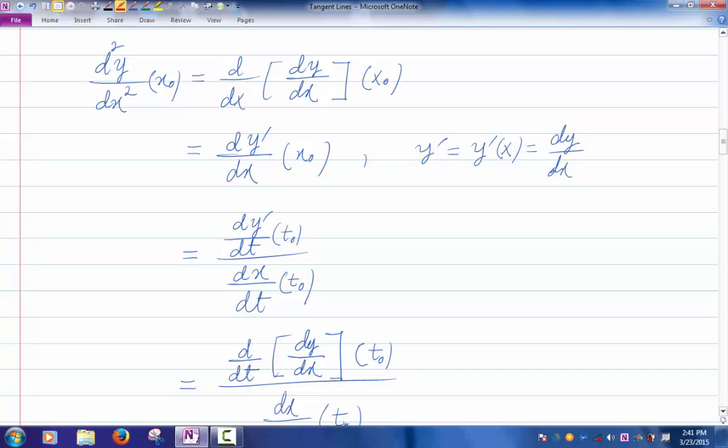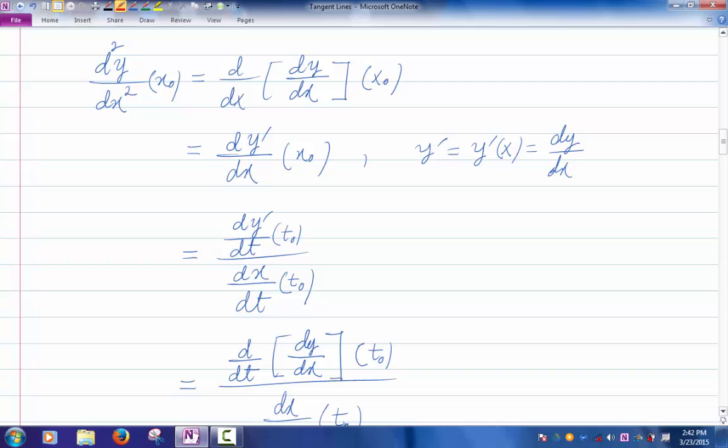Now, if I have dy dx, what's the formula? dy dt divided by dx dt, right? A few minutes ago, I found the formula for dy dx, right? dy dx was dy dt divided by dx dt. Now y prime is just another function of x, right? Just like y is a function of x, y prime is just another function of x. So the formula for dy prime dx would be very similar to the formula for dy dx.